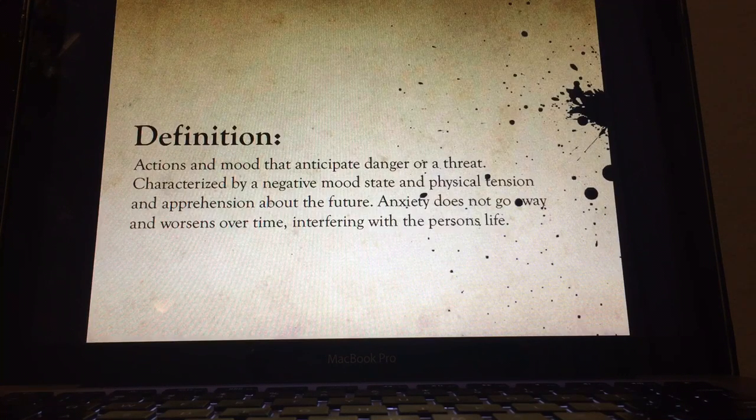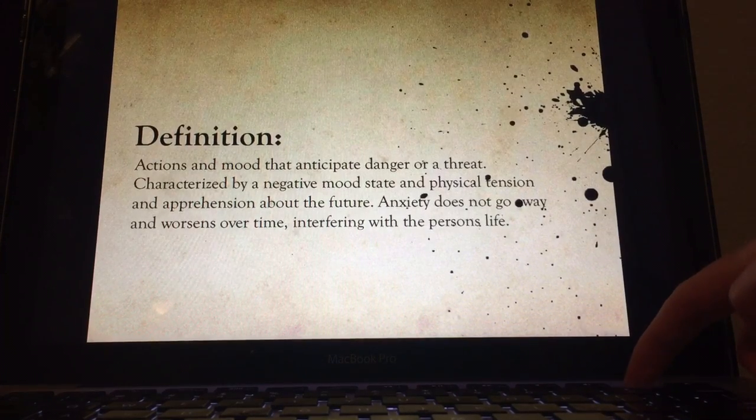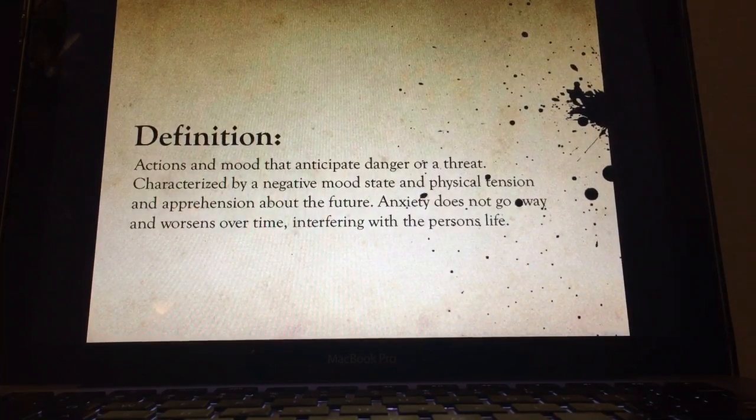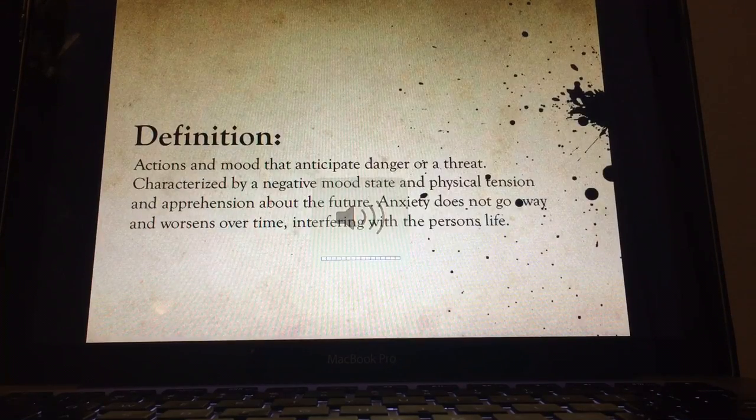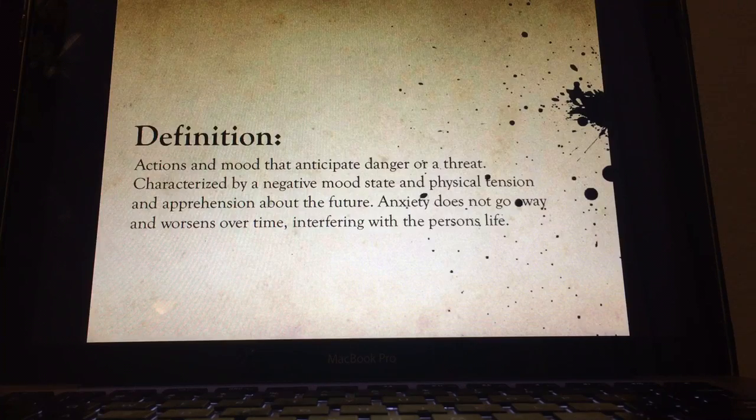The definition of anxiety disorders: they are actions and mood that anticipate danger or a threat. It is characterized by a negative mood state and physical tension and apprehension about the future. Anxiety does not go away and it worsens over time, interfering with a person's life.